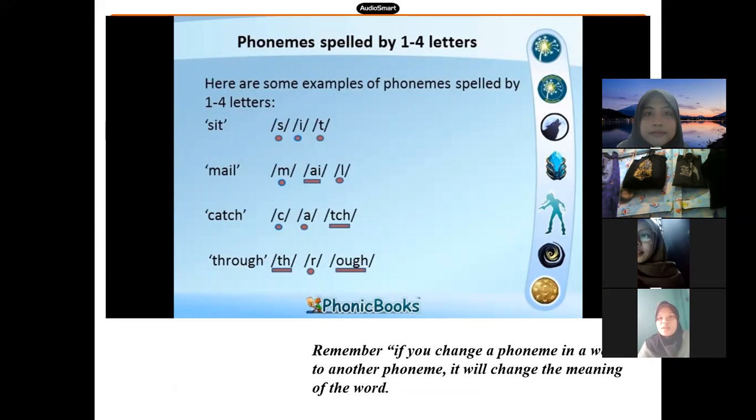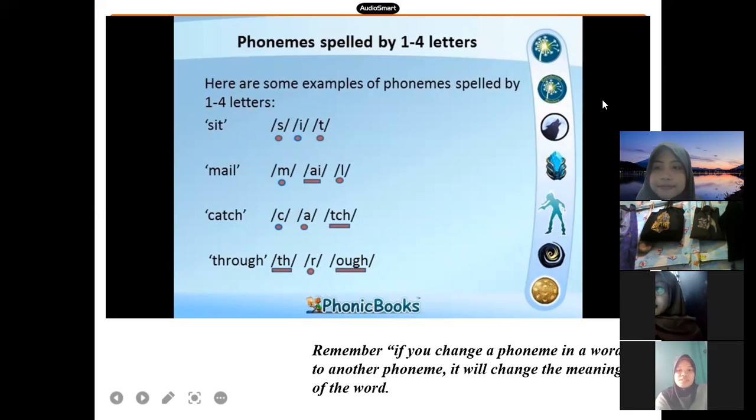Phonemes spelled by one to four letters. Here are some examples of phonemes spelled by one to four letters. Example, sit, S-I-T, male, M-A-L, cast. Remember, if you change a phoneme in a word to another phoneme, it will change the meaning of the word.